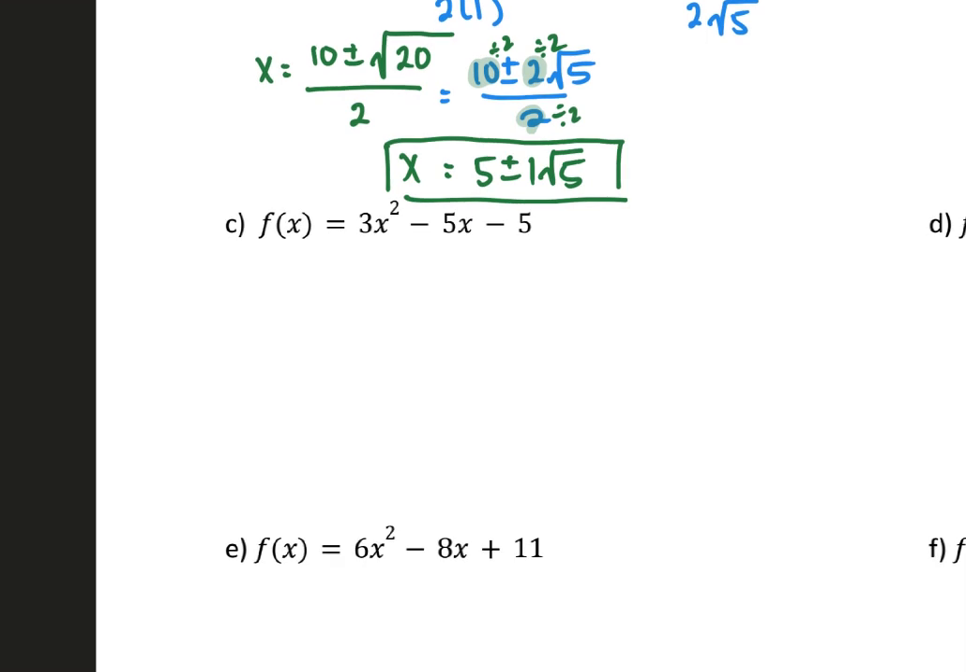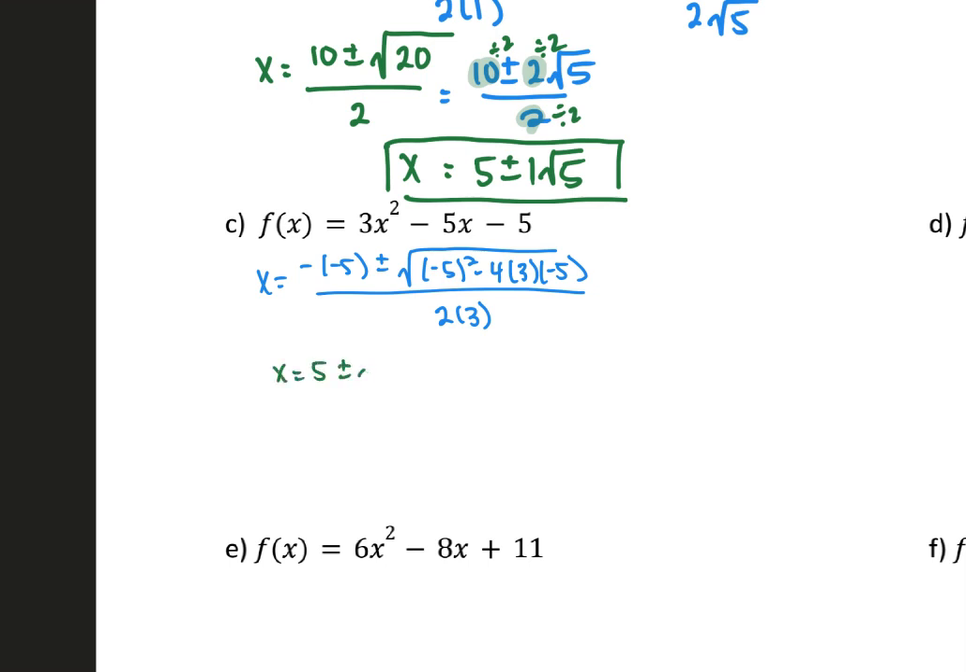All right, letter C. So it's going to be negative b plus or minus the square root of b squared minus 4 times a times c all over 2 times a. So simplifying each part, we get 5 plus or minus the square root. This radical, or the discriminant part, is equal to 85, and 2 times 3 is equal to 6. So now we need to see if we can simplify the radical.